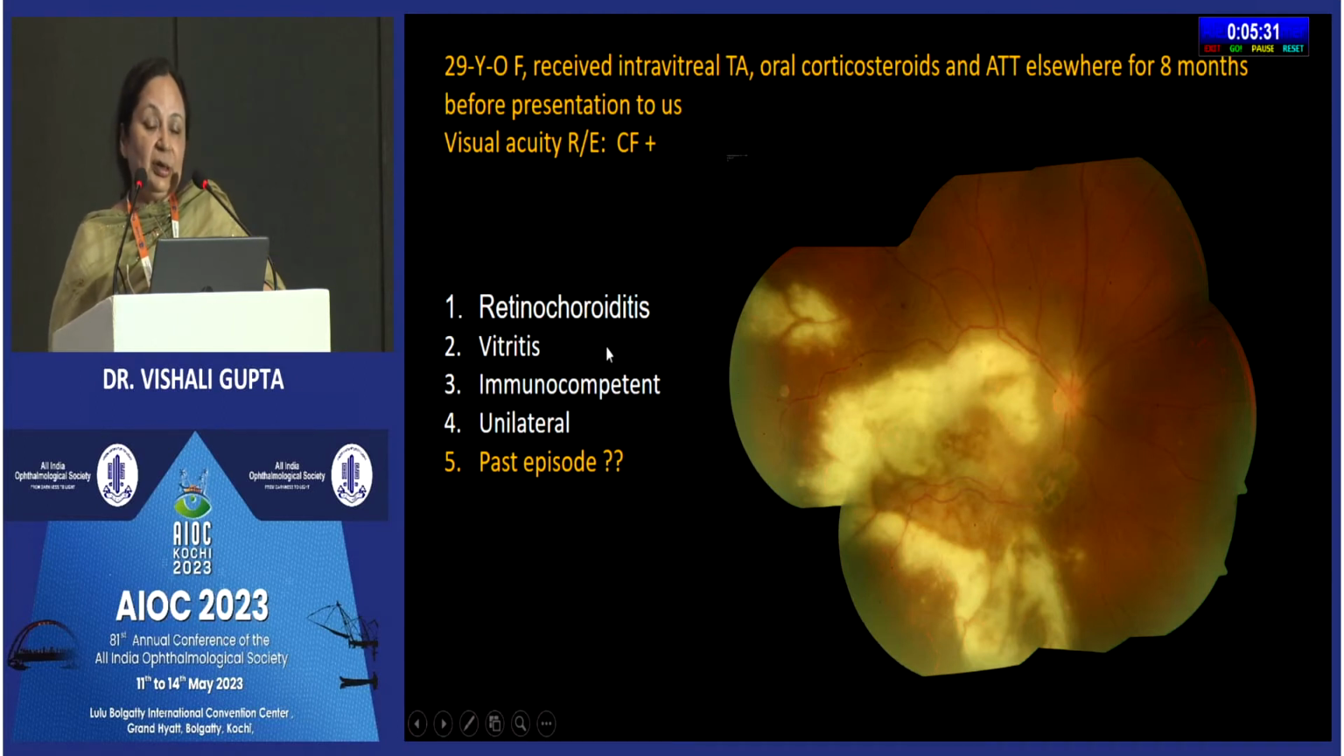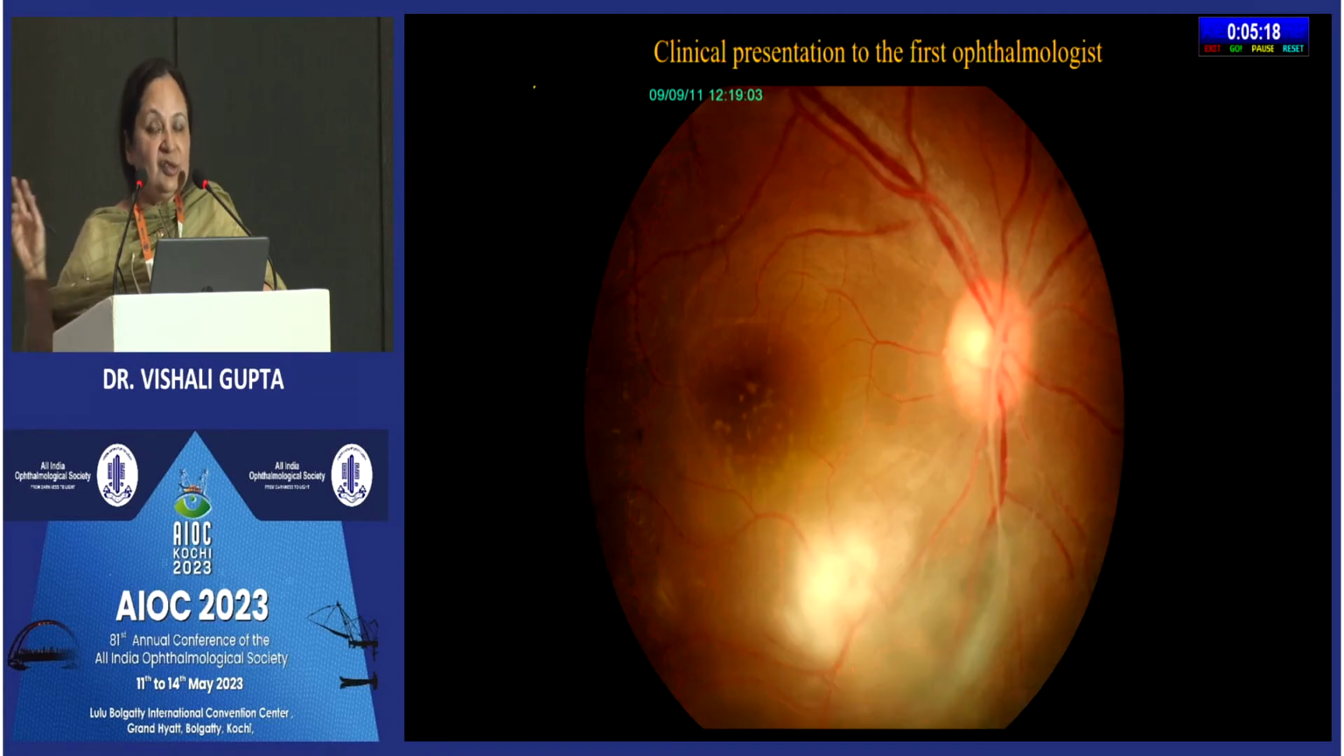There was associated vitritis. It's an immunocompetent patient. It is unilateral. But the important question I also asked, what was the past episode like? Now let's look at the first episode.